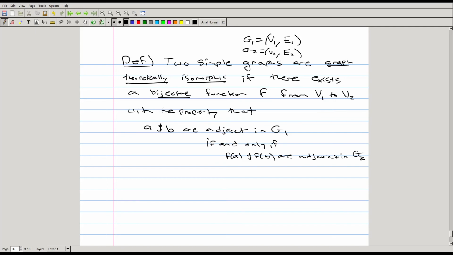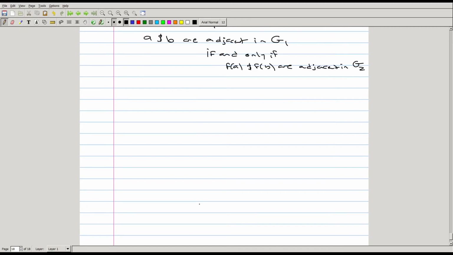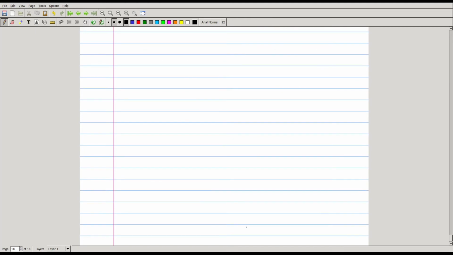However, the problem of proving that two graphs are isomorphic is relatively complicated in general. However, proving that two graphs are not isomorphic is a slightly simpler venture. And the idea here is that to show that two graphs are not isomorphic, you have to find invariants between the two graphs that differ from one another. So let's define what an invariant is.